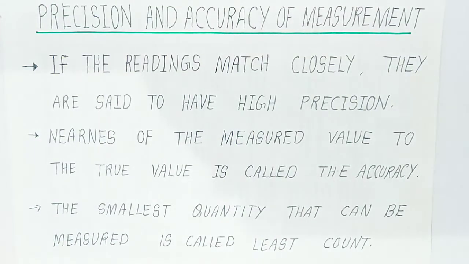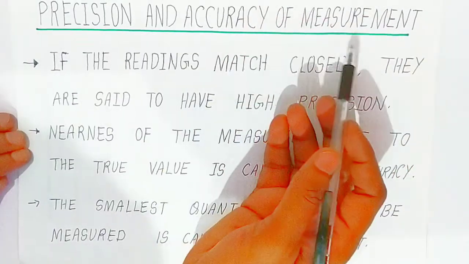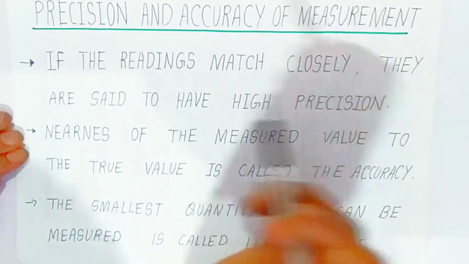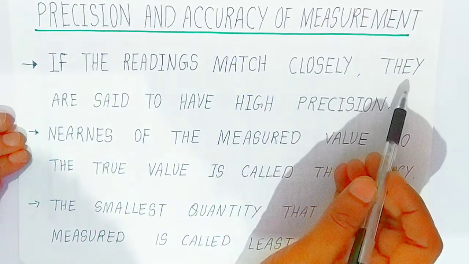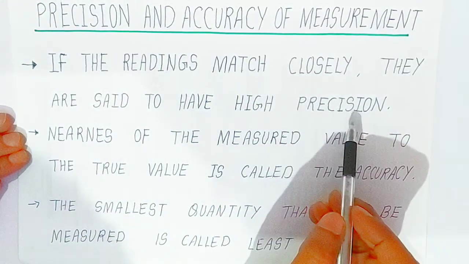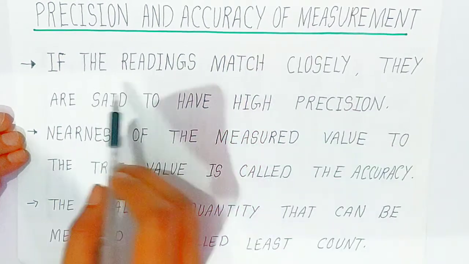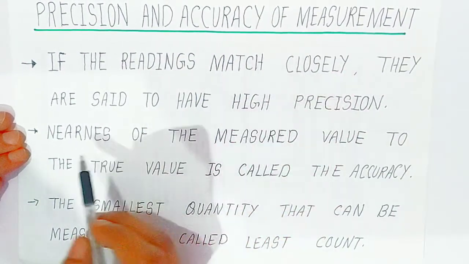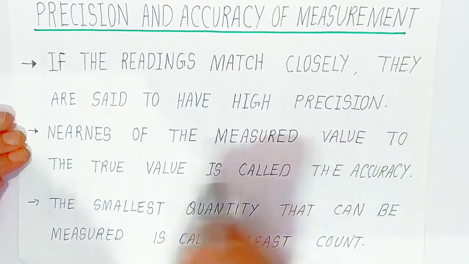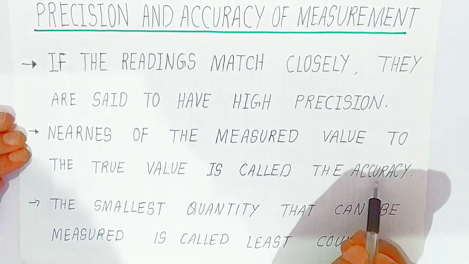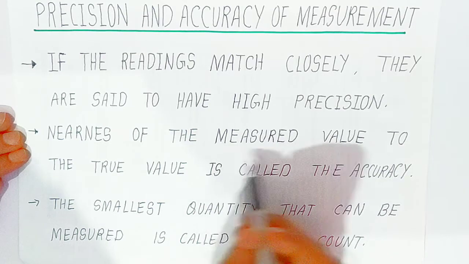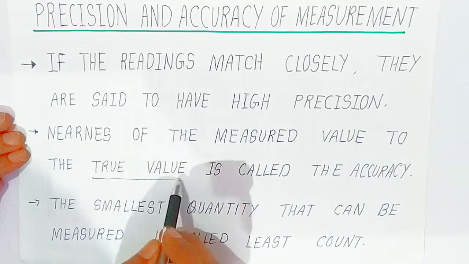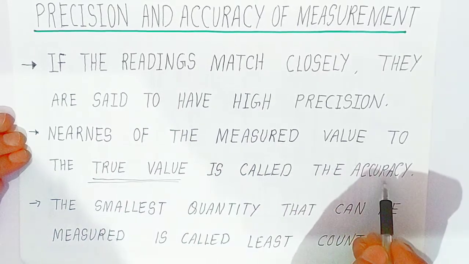Now students, second part, we are going to see precision and accuracy of measurement. What is precision and what is accuracy in measurement? If the readings match closely, they are said to have high precision, very close to each other. Nearness of the measured value to the true value is called accuracy. Whatever we are measuring, if that value is very near to the true value, it is called accuracy.